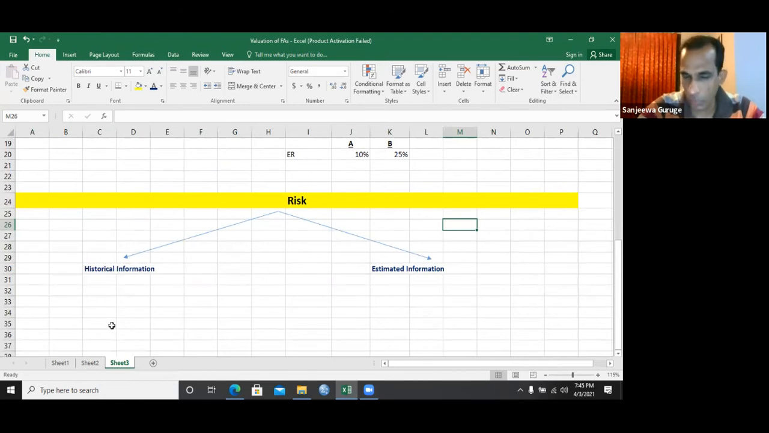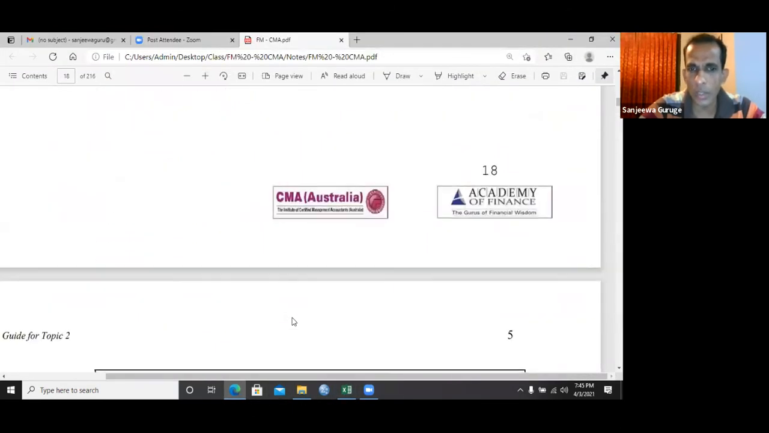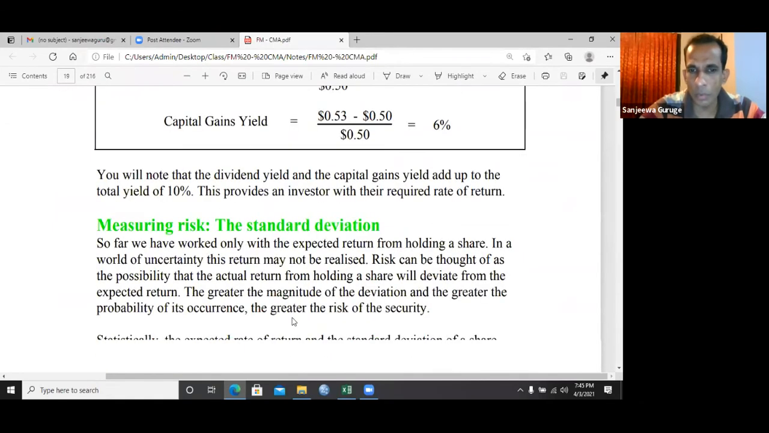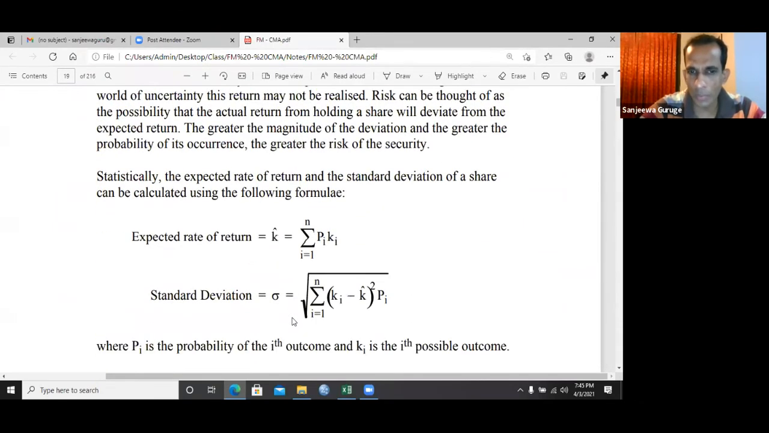If we use historical information, how do you calculate that? The manual formula is quite challenging. If you see the standard deviation formula, you might feel it's a difficult calculation, right?